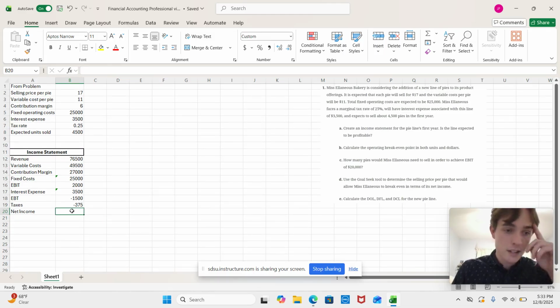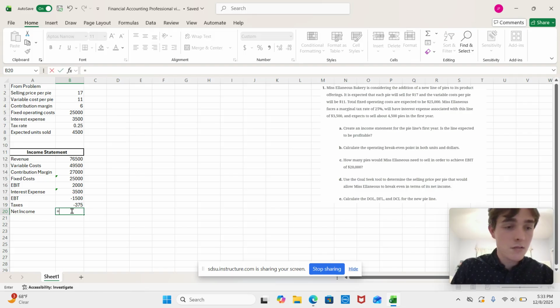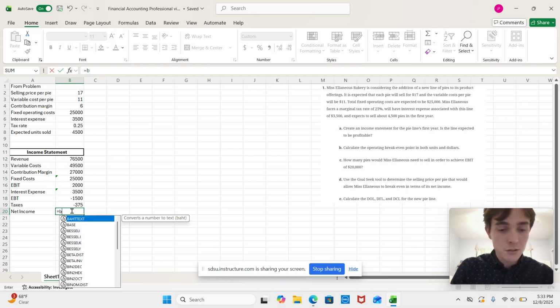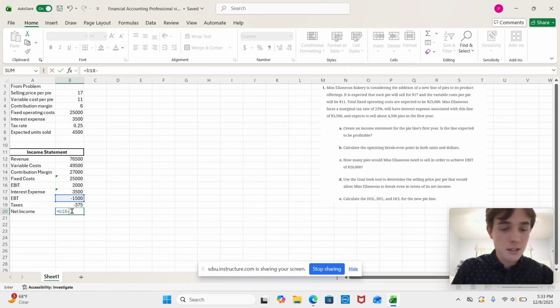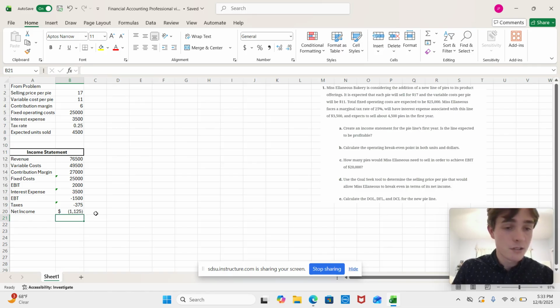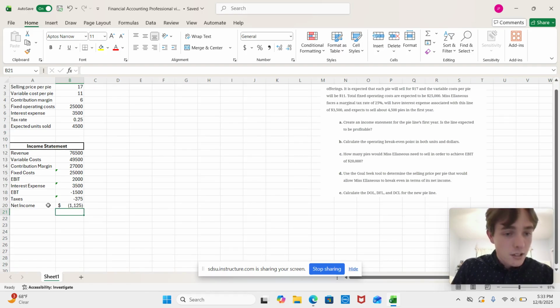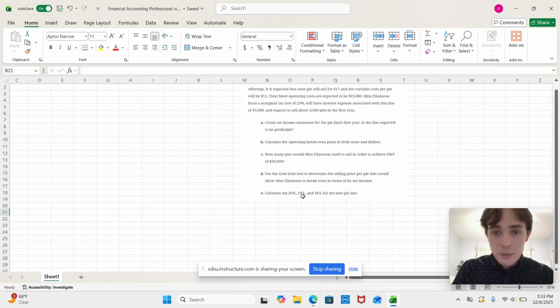So now we are going to find the net income, which is basically going to be the earnings before taxes with the taxes taken out of that EBT. So we will do B18 minus B19, and there we will get negative $1,125. So we come over here back to the problem, and we can see create an income statement for the pie line's first year, done.